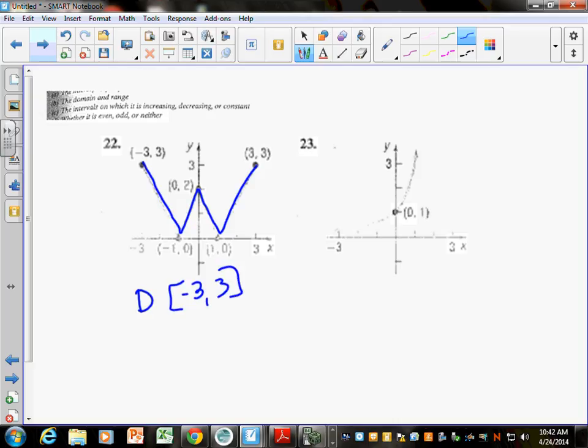Why was it a bracket and not parentheses? Because the 3's are included, right? It's a solid circle. I thought that was parentheses. No, parentheses means not included. Or you could say everything greater than or equal to -3, less than or equal to 3.